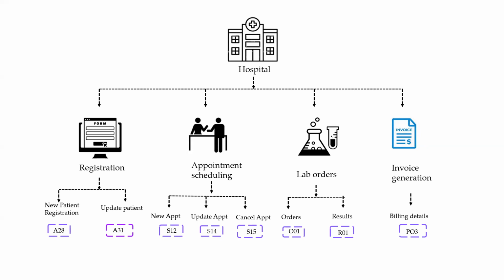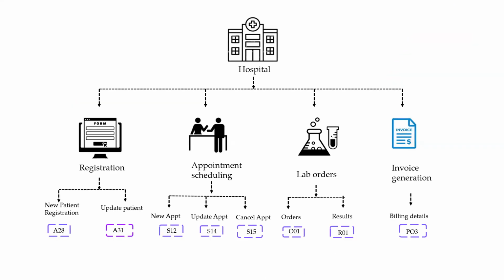If you look at appointments, new appointment is represented with event type S12, update of appointment is S14, and cancellation of appointment is S15. And for orders you have O01, results you have another category R01, and then finally billing details has an event of P03.